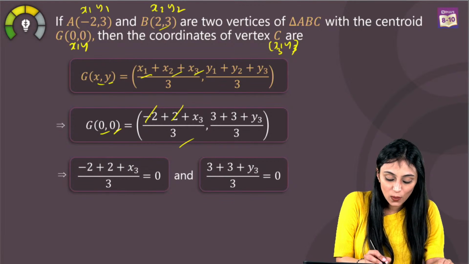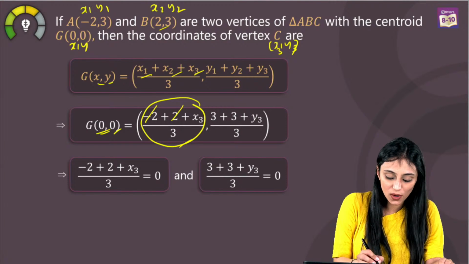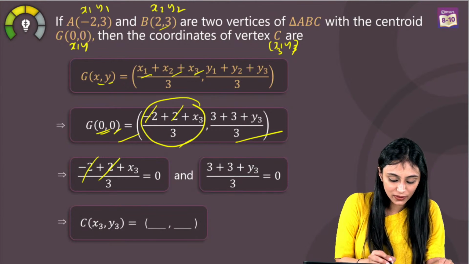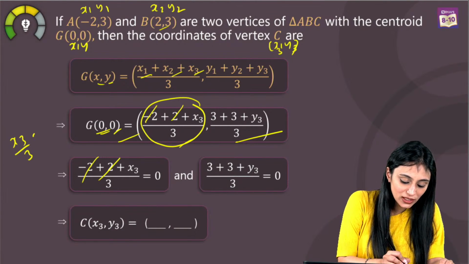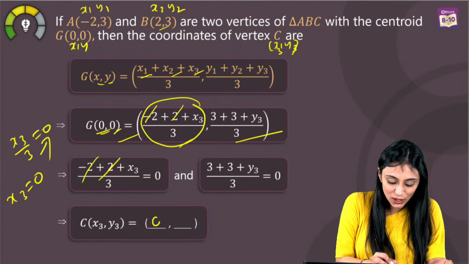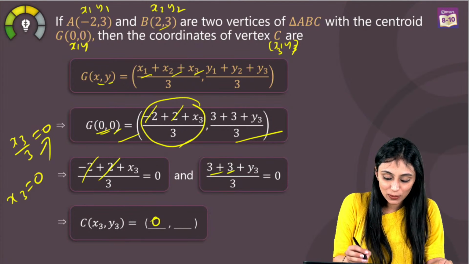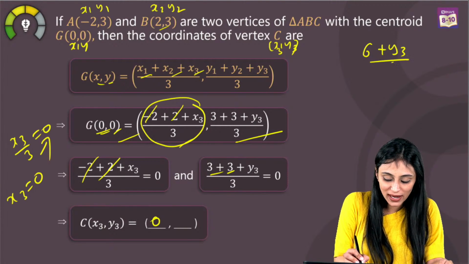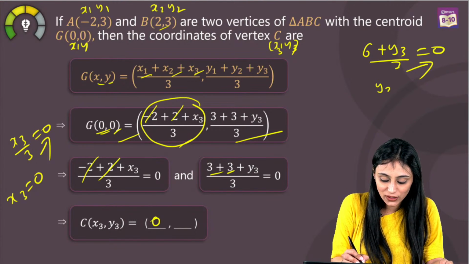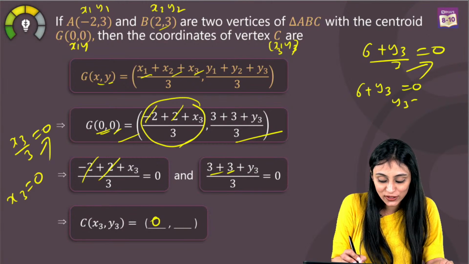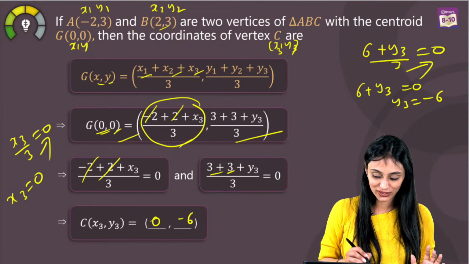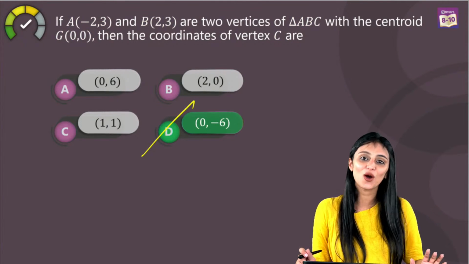We will be equating the x coordinates with the x coordinate, y coordinate with the y coordinate. This gets cancelled out, so what do we get here? We get x3 by 3 equal to 0. This gets cross multiplied, so x3 would be equal to 0 in that case. What about y3? 3 plus 3 is 6 plus y3 by 3 equal to 0. This gets cross multiplied. So we get 6 plus y3 equal to 0, y3 would be minus 6. So we have got the coordinates of C over here, which is our option D, that's 0 comma minus 6.